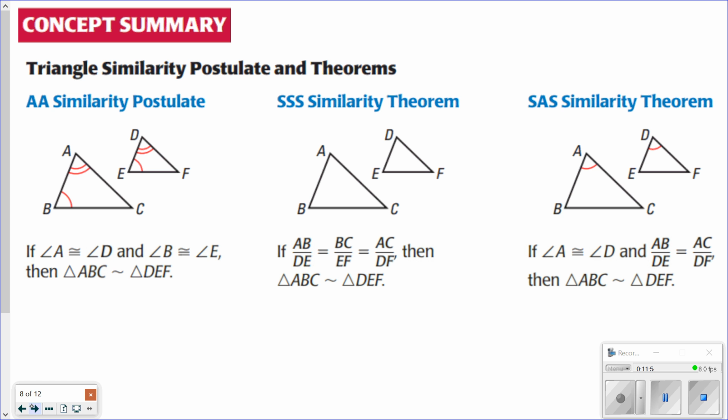Triangle similarity postulate and theorems. So here are now the three ways that we can prove that triangles are similar. The angle-angle similarity postulate, side-side-side similarity theorem, and the side-angle-side similarity theorem.